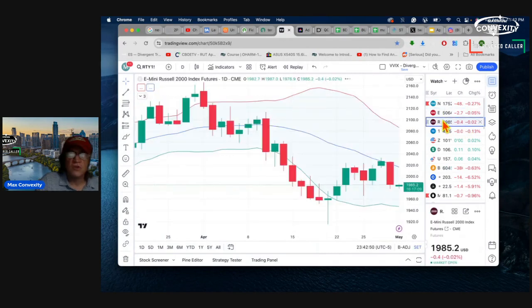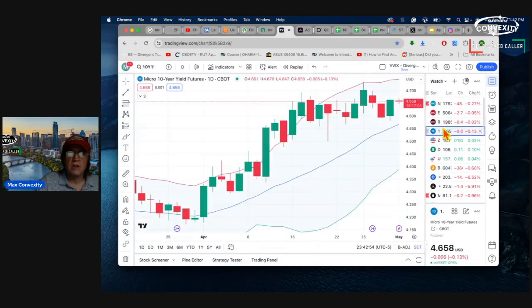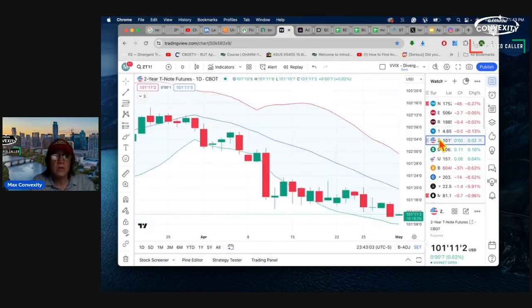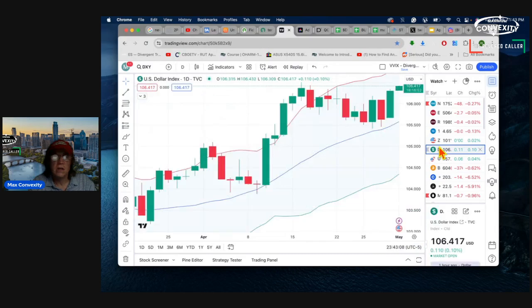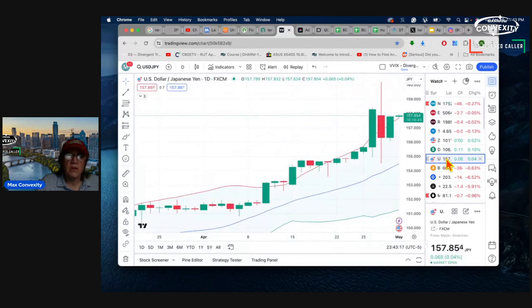All right, here's Russell. It's the same story. All right, here's interest rates. Here's a 10-year bond expressed as interest rates. That's not bullish. Neither's that. That's the bond. Here's the dollar up here at 106, climbing all month long, along with the dollar yen. Evidently, the Bank of Japan intervened today.